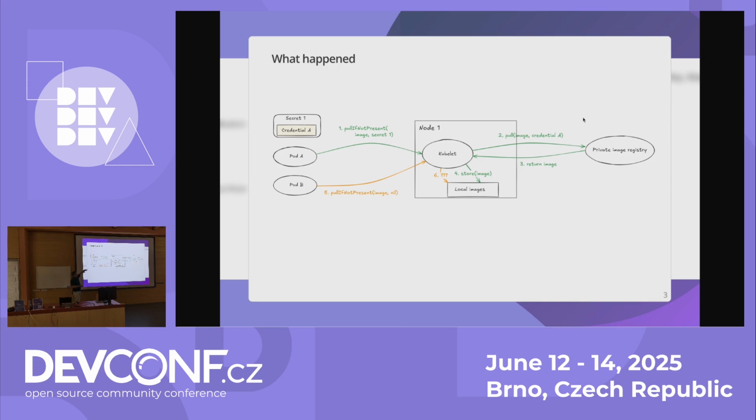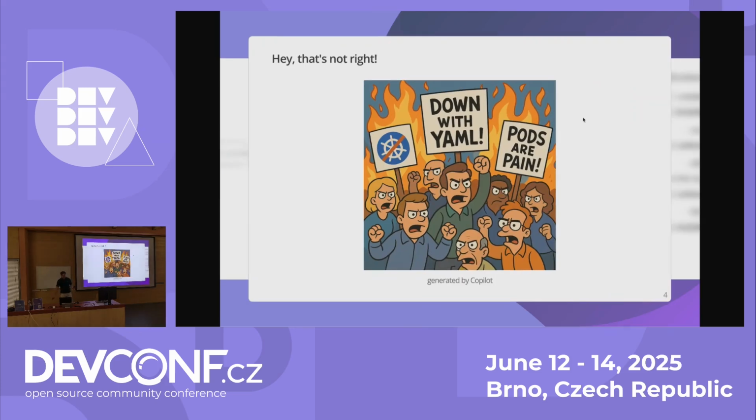While pod A needed some credentials to actually access the image, pod B did not. And I mean, at this point, you might be thinking, hey, that's not right. I don't want this to happen in my cluster, right? And I agree, this is not great.